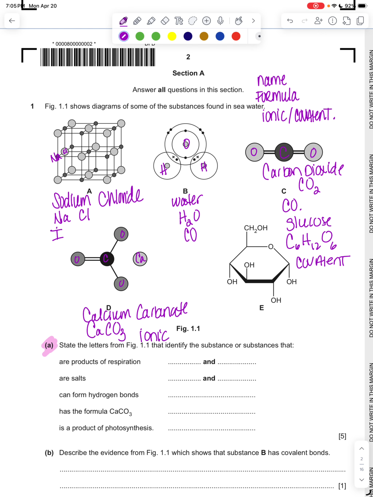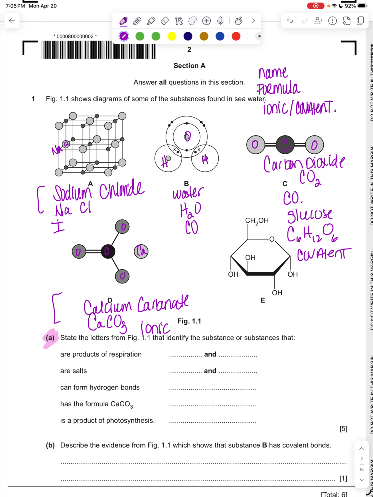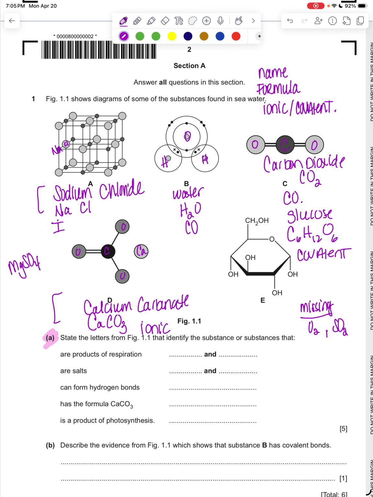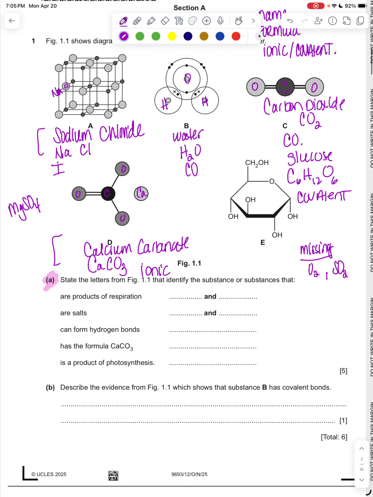We have three salts total for the syllabus, and one of them is here for A and also a D. The other salt that is not featured is magnesium sulfate, and that is an ionic bond. And then on here we have 3 of our covalent bonds. The other covalents that are missing is oxygen and sulfur dioxide, mainly from hydrothermal vents. That's where we're going to see that the most.